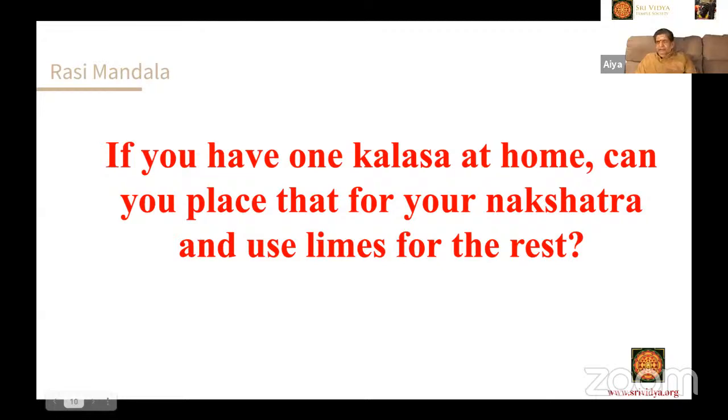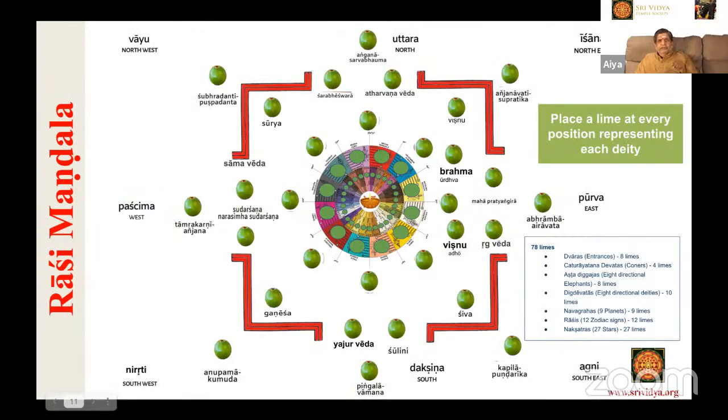If you have one kalasa at home, I would place it in the center because of the Devi. All these pujas that you do for the limes, for the entrances, for the ashtatik balakas, all of those will be absorbed in the center kalasa. And then you can bathe in that water and sprinkle it on all the people in your household, your family members, and sprinkle it everywhere in the house.